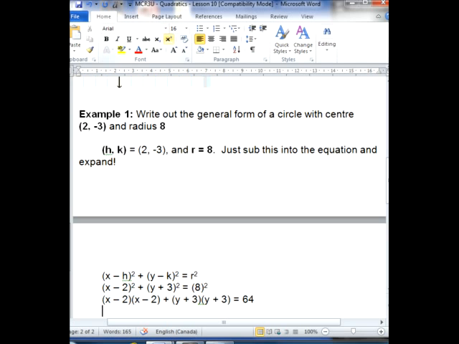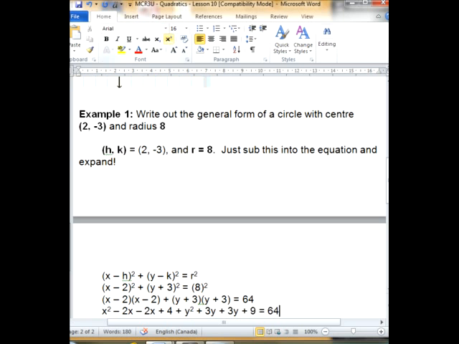X minus 2 times x minus 2, that's going to turn into what? Very good, that's x squared minus 2x plus 4. So again, x times x is x squared, x times minus 2 is minus 2x, minus 2 times x is minus 2x, and then minus 2 times minus 2 is plus 4. Okay, keep going, Matt. Y times y is y squared. Y times 3 is 3y. 3 times y is 3y, and 3 times 3 is 9.